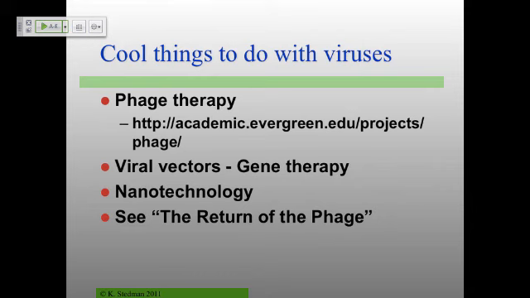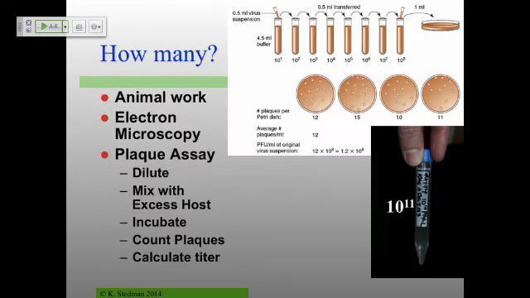Okay, so how many viruses do you have? This is the image that I had from last time. How many viruses were there in my little tube? 10 to the 11th of them. Well, how do I know that there are 10 to the 11th, in this case, infectious particles in that particular tube? Basically, through the plaque assay, but that's only one way to know how many viruses, virus-like particles, virions you happen to have.